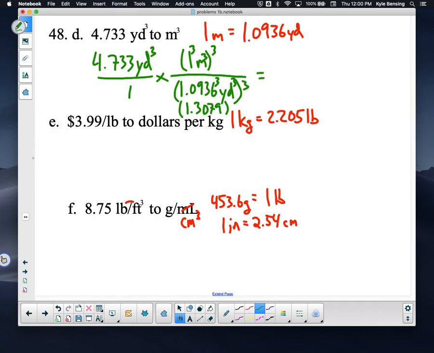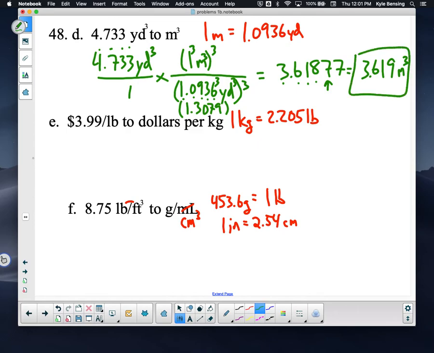And what I get then from this is 3.61877. I have 1, 2, 3, 4 numbers to start with. Down here I have 1, 2, 3, 4, 5 numbers to start with. So I keep it at 4. 1, 2, 3, 4, and check to see if that's 5 or higher, which means 3.619 cubic meters as my answer. Good.